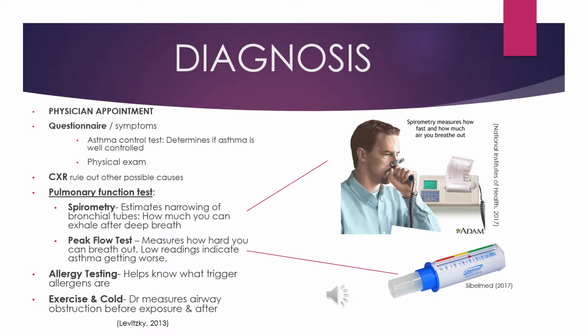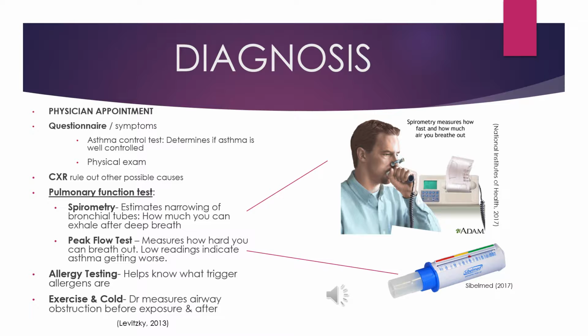The next thing that the doctor may do is order a pulmonary function test, and there's a couple of them, and both of them are good. A spirometry estimates the narrowing of the bronchial tubes and how much you can exhale after breathing out. The next one is the peak flow test. You can see the meter there at the bottom. That actually measures how hard you can breathe out, and low readings indicate asthma is getting worse. So this is something that some people actually keep at home in order to monitor whether their asthma is getting worse.